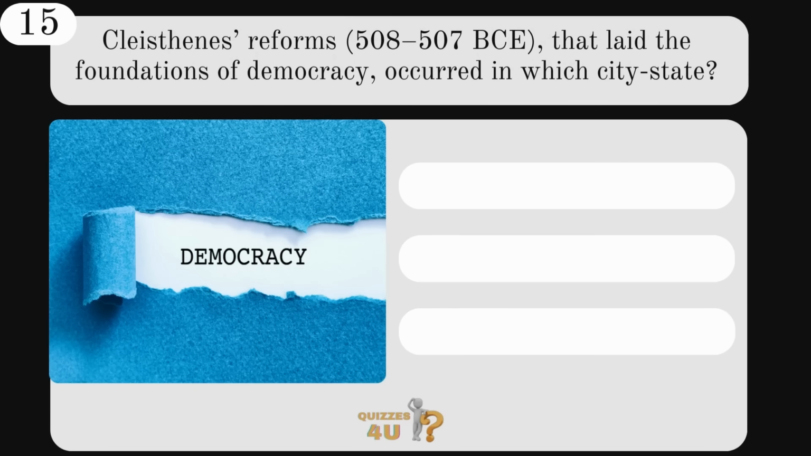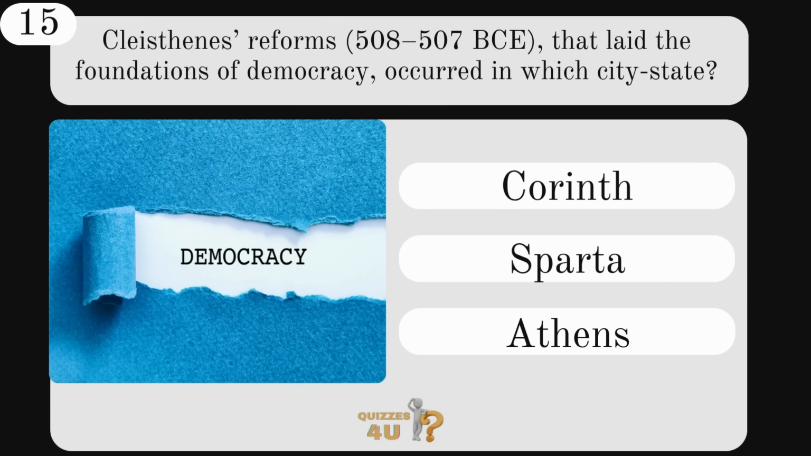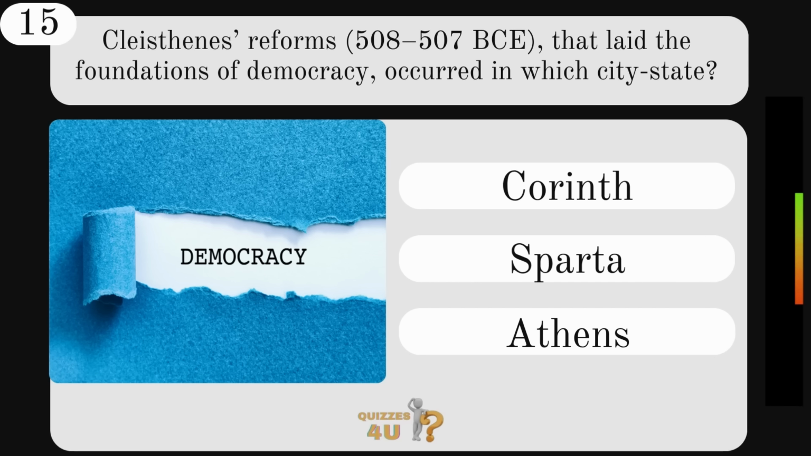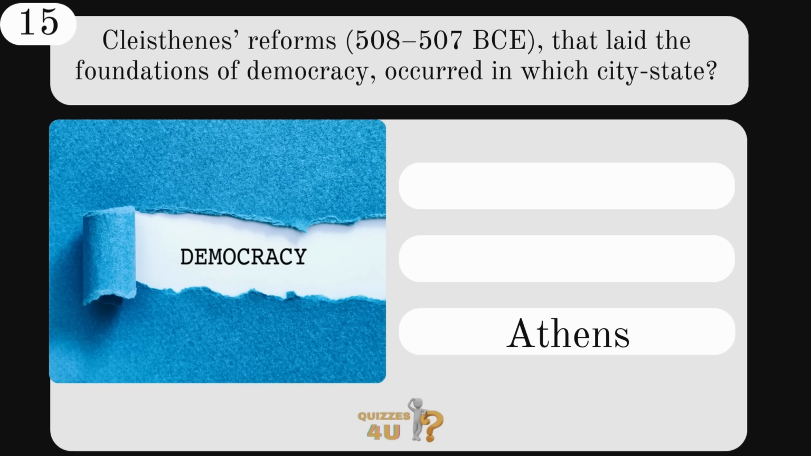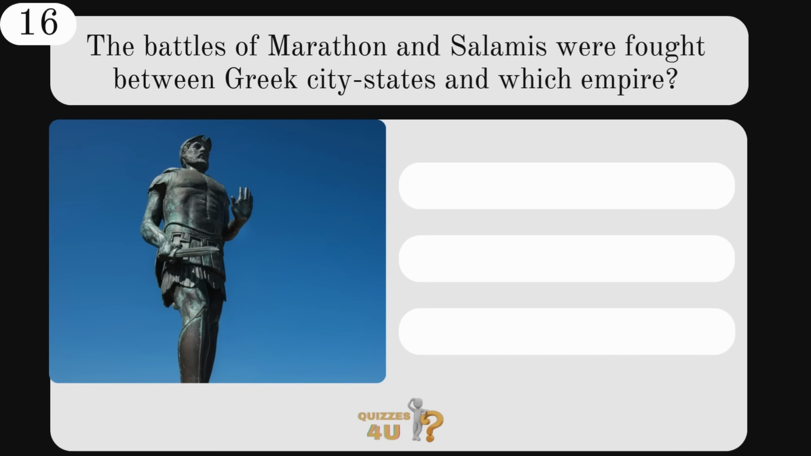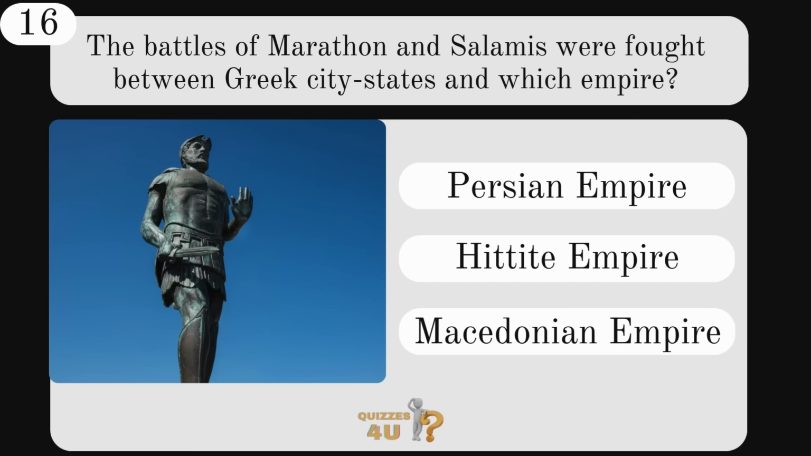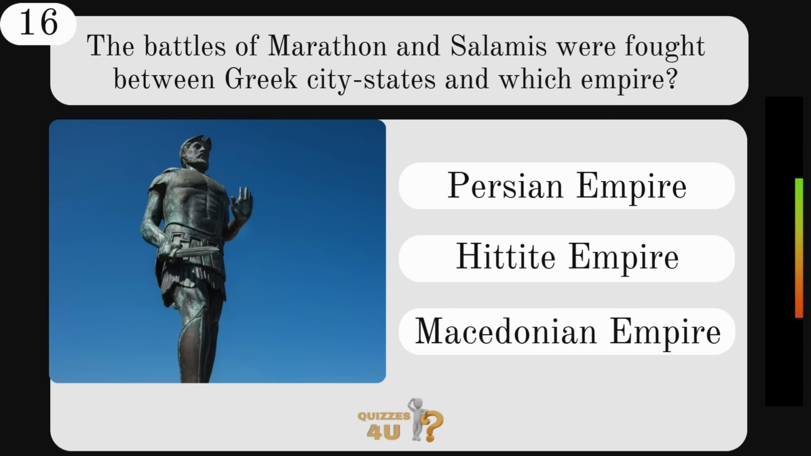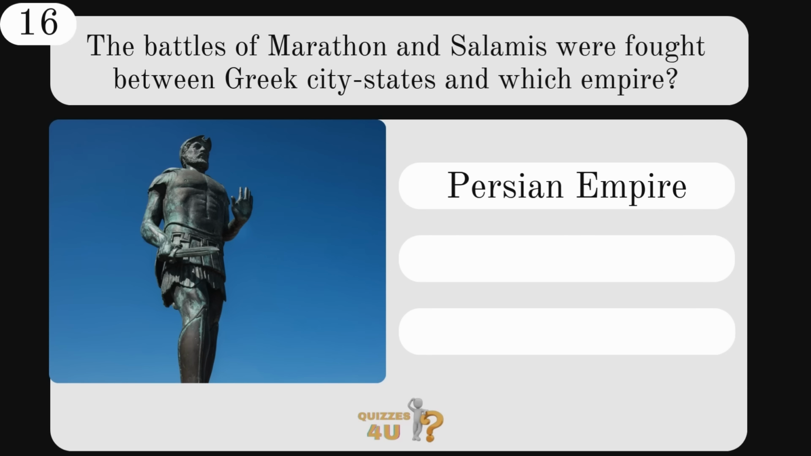Cleisthenes' reforms that laid the foundations of democracy occurred in which city-state? Corinth, Sparta, or Athens? The answer is Athens. The battles of Marathon and Salamis were fought between Greek city-states and which empire? The Persian, Hittite, or Macedonian Empire? They were fought against the Persian Empire.